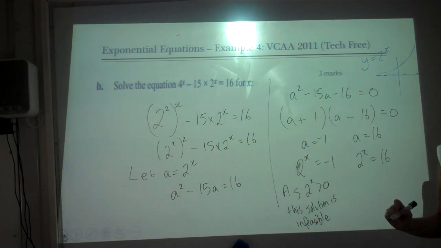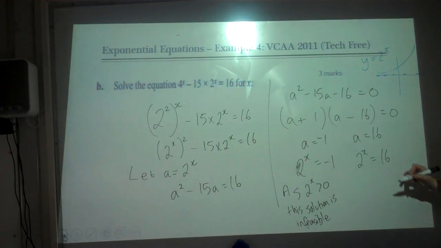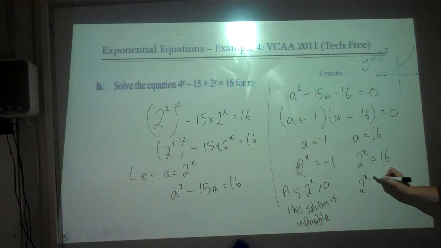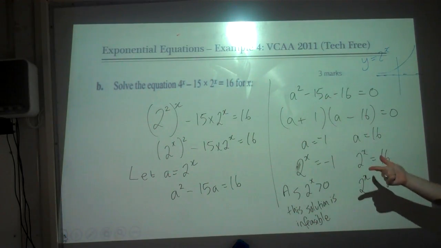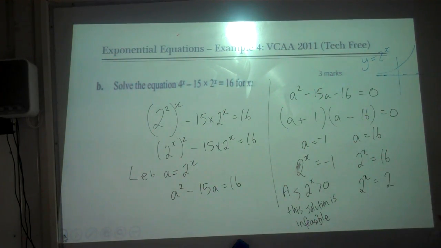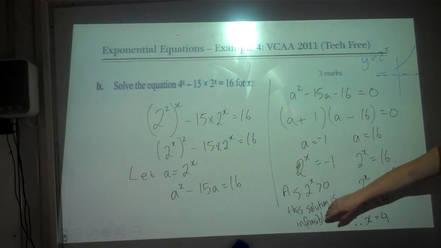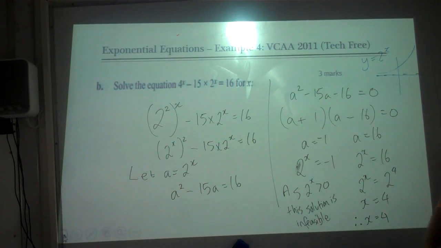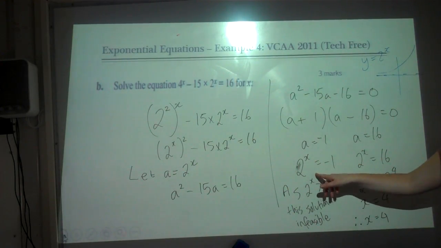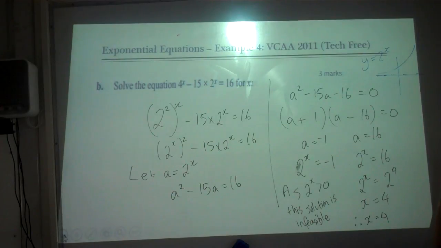Okay, so we need to give a reason why. If we look at our other option here, we want to write with the same base, 2 to the power of, 2 times 2 is 4, times 2 is 8, times 2 is 16. We get the power of 4, so x equals 4. And so our final answer is just that x equals 4. Don't forget, like I said before, we must do this part here. We must show why a solution is infeasible. It's not enough just to disregard it. You need to give a reason why.